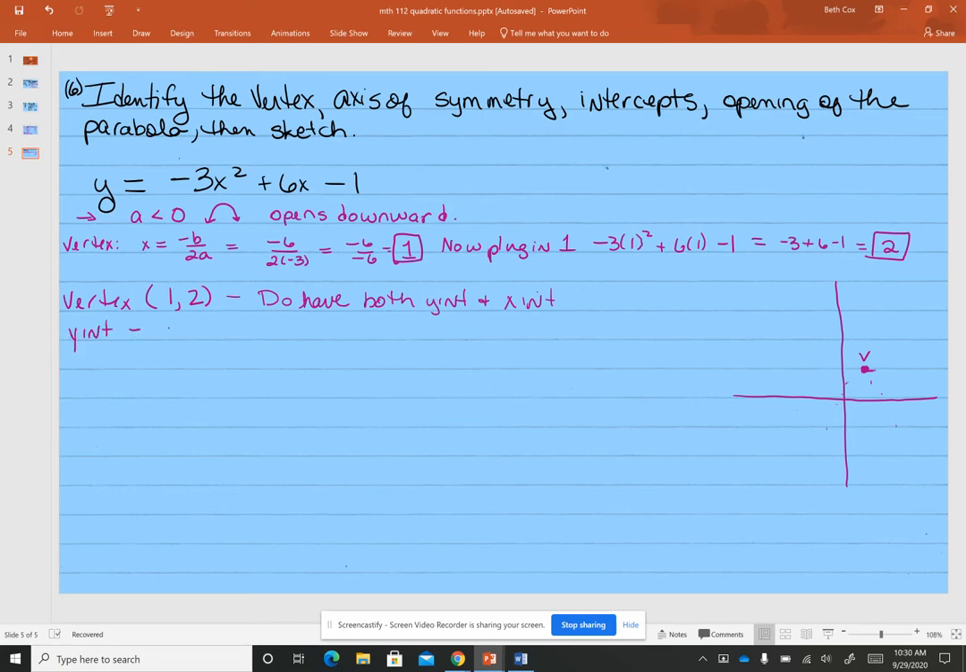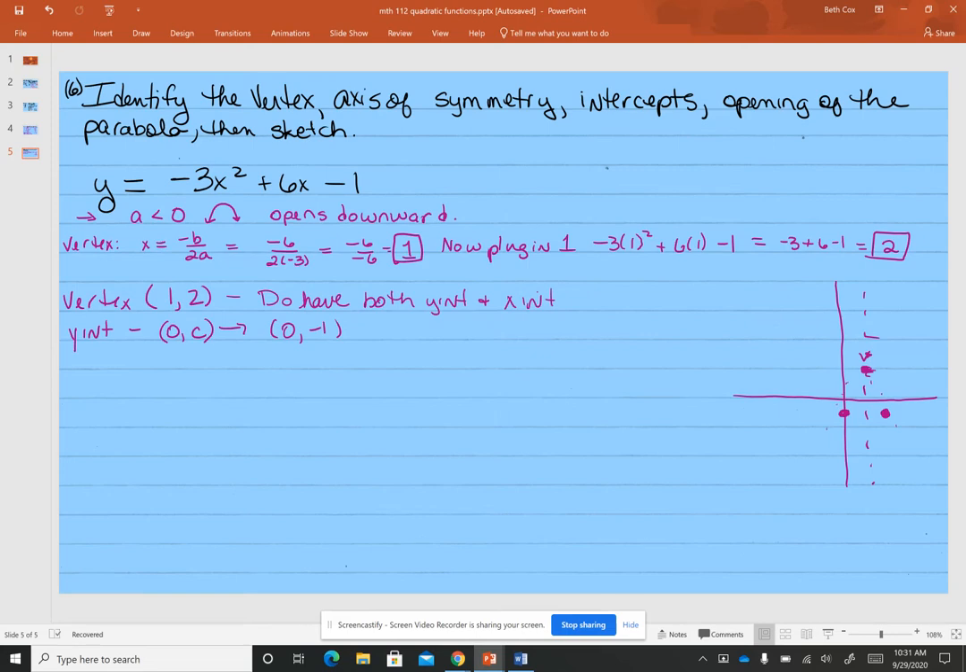The y-intercept is (0, c), and our c is -1. So I'm going to go ahead and plot that. There we go. (0, -1). Then there's a point that's also symmetric to this one that I can do because I know my axis of symmetry runs through here. And so there is another point there. This is the y-intercept. So I've got 2 points that I can work with, 3 points now that I can work with. All right, so that's the y-intercept.